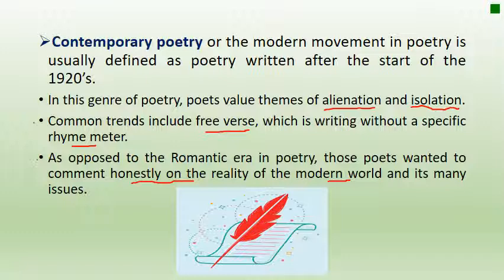Remember, the Romanticists wanted to go back and talk about nature and talk about the old days, the beauty of everything. The modern or contemporary poets wanted to confront what was going on in the modern world, talk about how alienated and how isolated they feel in what's going on due to these advancements in the world, or everything that's going on in the modern world.